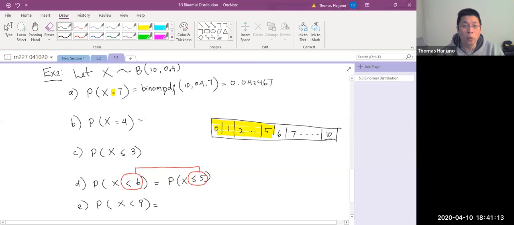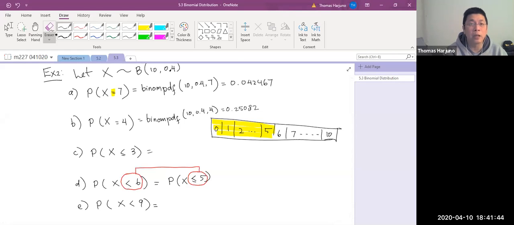If I want that to be equal to 4, then probability that the number of successes is 4 is binompdf 10, 0.4, 4, which is 0.25082.